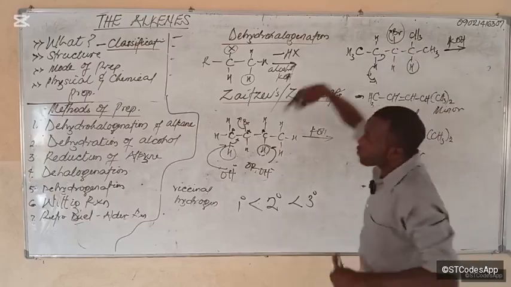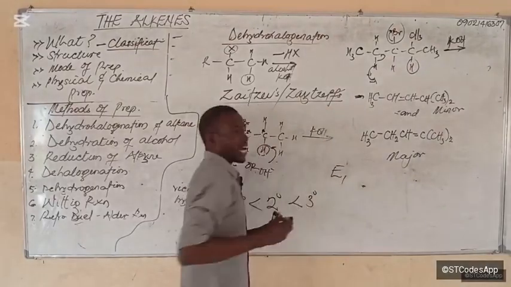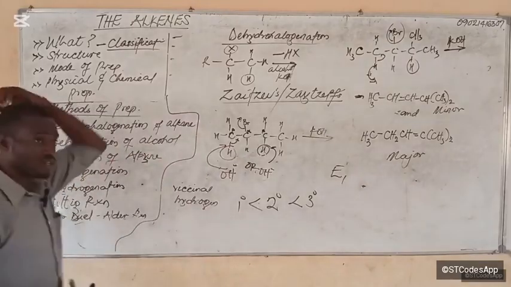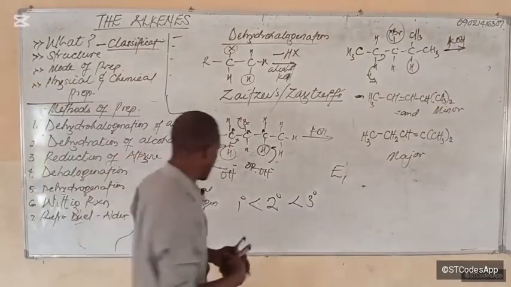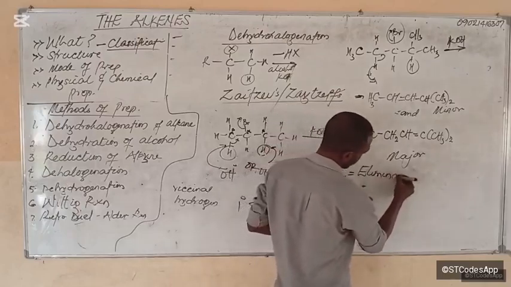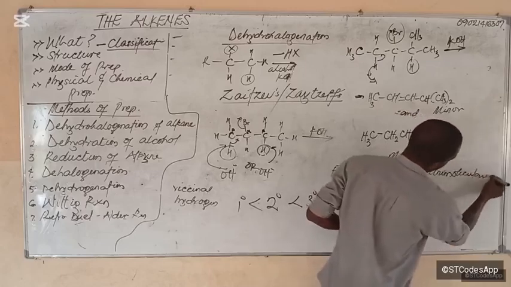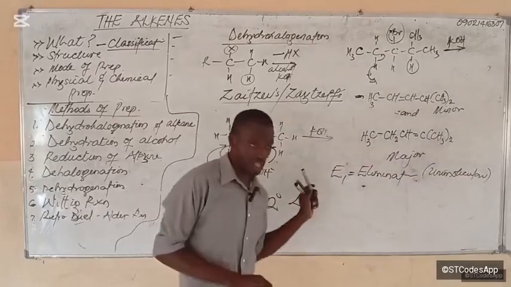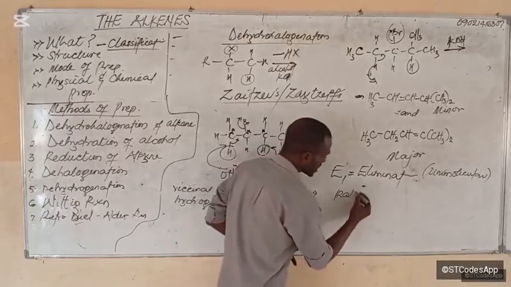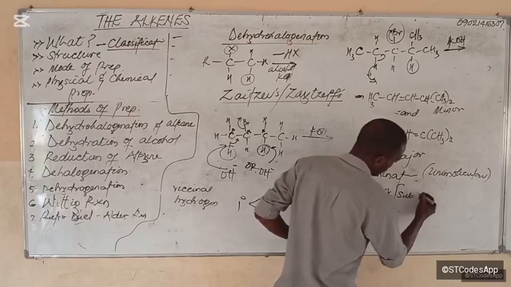Now by which mechanism will this take place? This one here can actually take place by the E1 mechanism. I'm going to delve more into the E1 mechanism when we get to dehydration of alcohol, but let me just explain what E1 is. Just like E2, E means elimination. And what does the 1 mean? Unimolecular. What does E2 mean? Elimination bimolecular. E1, elimination unimolecular. Why is it unimolecular? Because the rate of reaction depends on only one substrate.